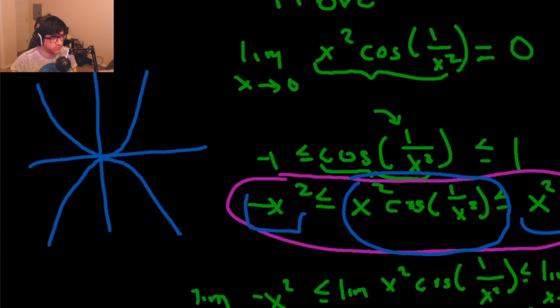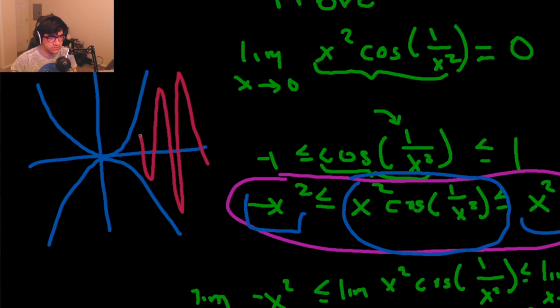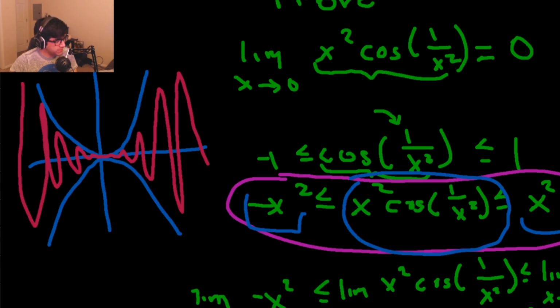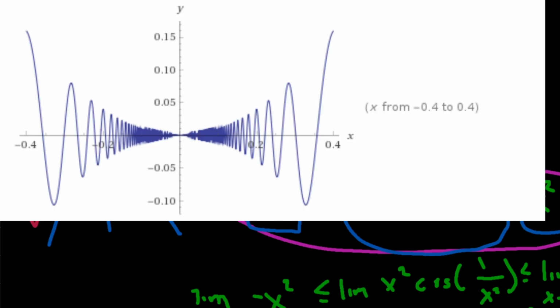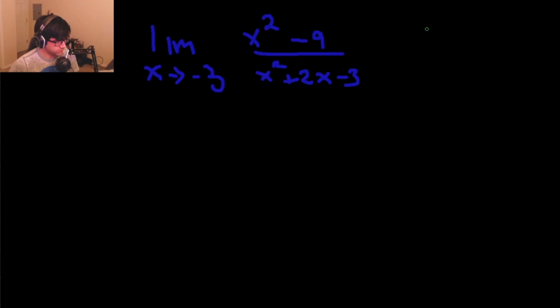In fact, I'm willing to guess that it looks something like this. Hang on, let me draw it in red. Something like this. In fact, let me see if I could find a graph. So this is what this function looks like. That's the function x squared cosine of 1 over x squared. Pretty neat, huh? And you could see where the x squared function and negative x squared function is traced out. Next problem.